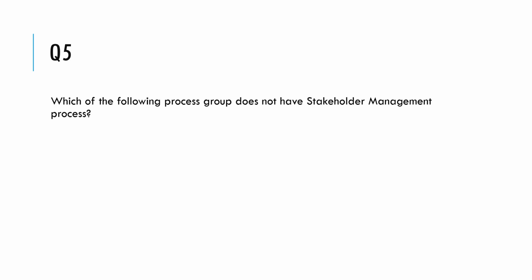Okay, question number 5, the last question for this video. Which of the following process group does not have a stakeholder management process? So which of the following process group? That means this question is actually right out of the PGKA mapping, the process group and knowledge area mapping.